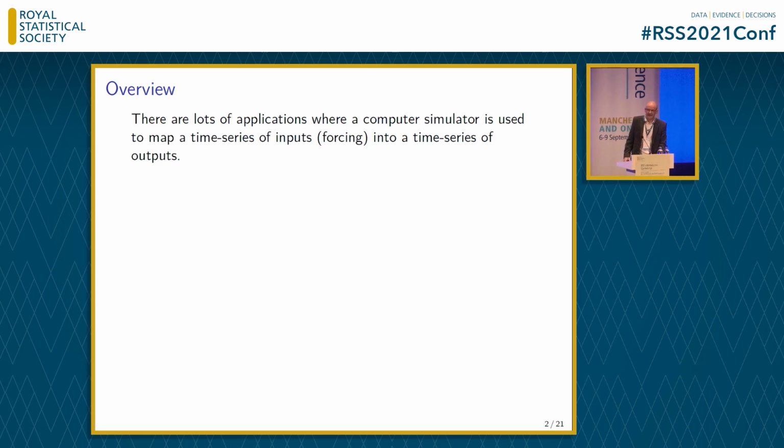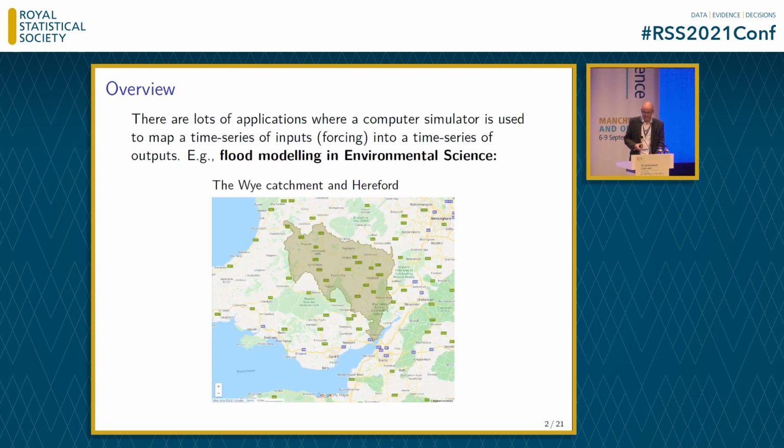So there are lots of applications in science where we construct a computer simulator for a process which is transformative. That is to say, something happens, if you like, at the upstream end of a natural process. Things happen in the process, and then something emerges at the downstream end, the system output, if you like. We see these across the sciences, but we see them a lot in environmental science. So the one that I've got here as an example is from flood modeling.